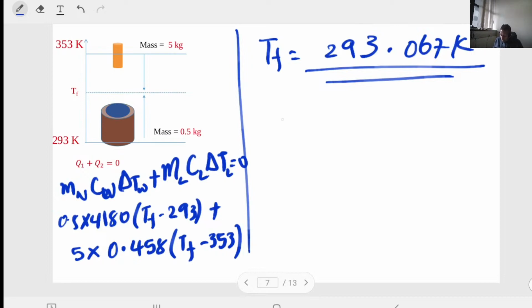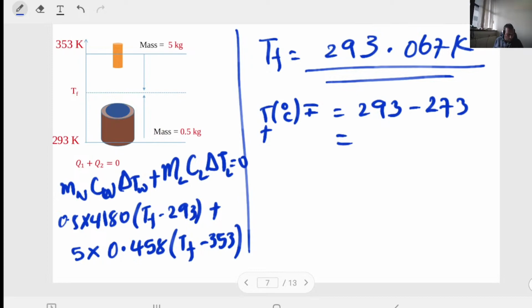Convert it back to degrees centigrade. Therefore, T final in degrees centigrade must be equal to 293 minus 273. I got close to 20 degrees centigrade. That's what I'm getting. Therefore, the final temperature of this system is about 20 degrees centigrade. It should make sense though.